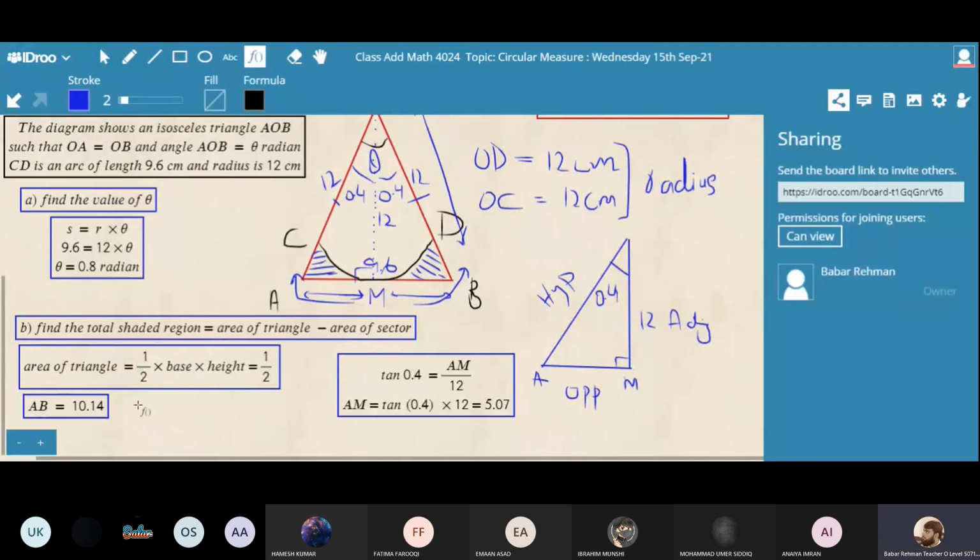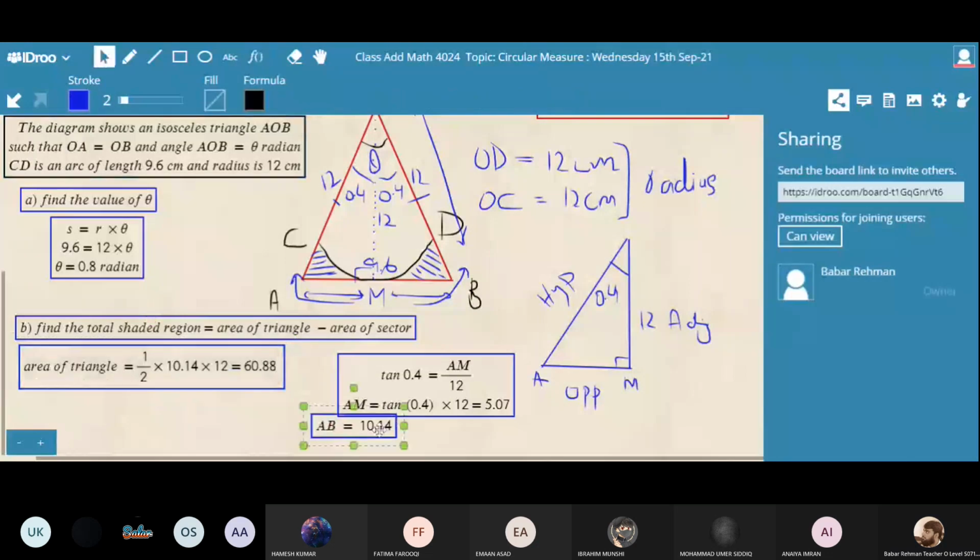Yes, student, what is the area of triangle after inputting the values? What is base now? 10.14. What is height? Height is 12. And what is the final answer now? Means the area of triangle: 60.88. All right. 60.88. Now, what is the area of sector? What is the area of sector now?